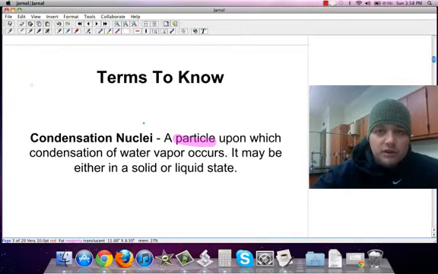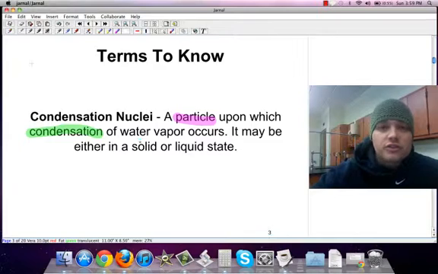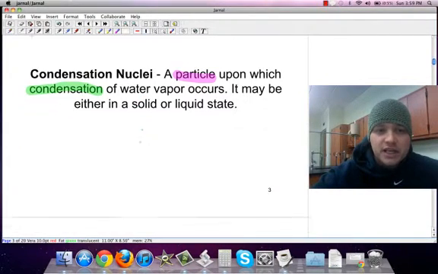What happens is, when that particle is floating in our atmosphere, the moisture grabs onto it. When the temperature changes, that's what the condensation holds on to in order for us to actually physically see it. So in order for condensation to take place, it has to have something to grab onto in order for us to physically see it. Those are the two terms to know right at the beginning.